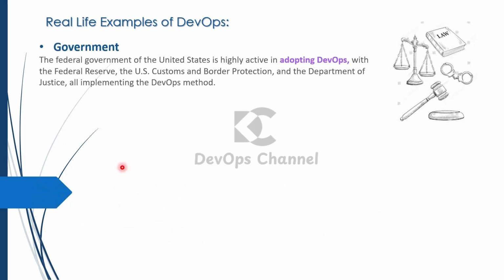Next one we have is the government sector. The federal government of the United States is highly active in adopting DevOps. The Federal Reserve, the US Customs and Border Protection, and the Department of Justice are all implementing the DevOps method. If you are working on adapting any laws, or if you are maintaining any IT sector inside a government agency, it is adopting DevOps.